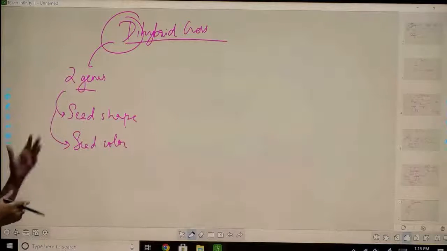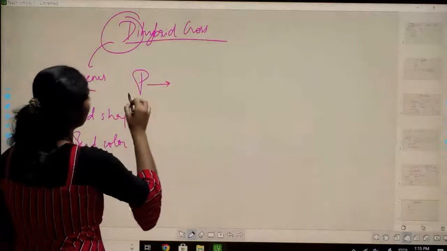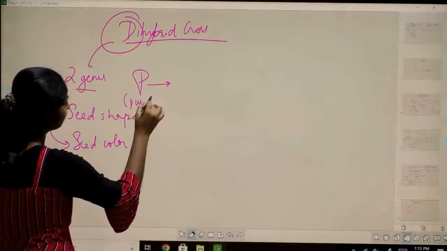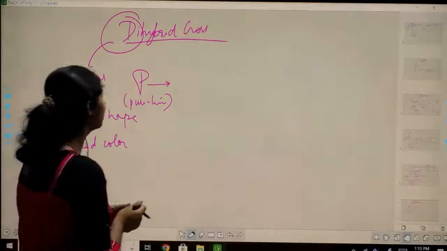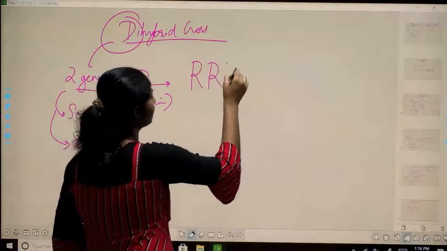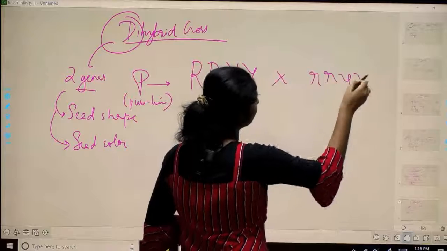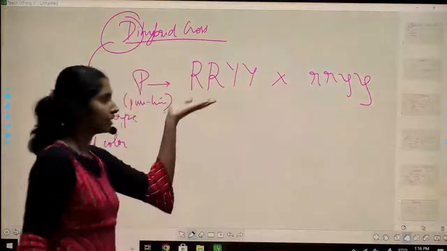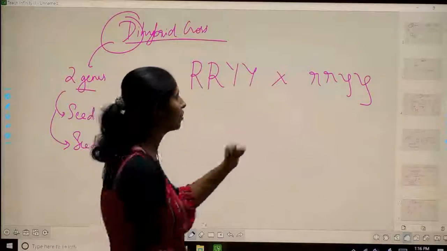Okay. He selected these two genes, and again the parents that he selected were pure line, simply referring to the fact that they were again homozygous. The parents he selected were homozygous for either traits. So he selected a homozygous dominant parent, and another parent was homozygous recessive, and he crossed them.